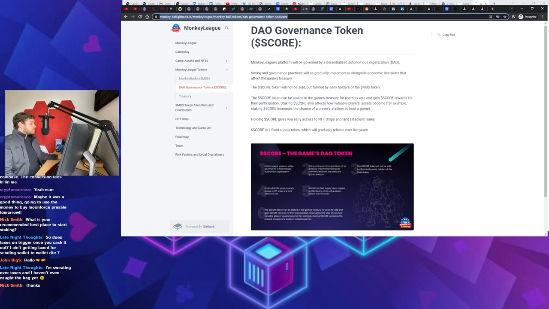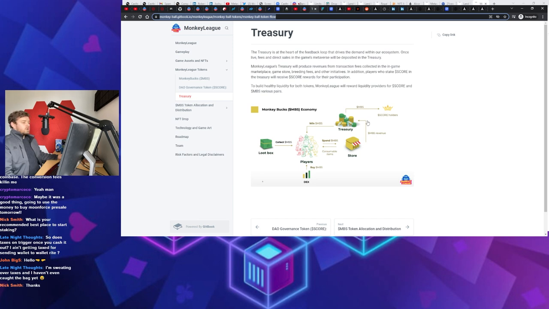Well, guess what? They're going to split revenues across all governance token holders going forward once this thing is launched. So in essence, if you play the game, you're a good community member, you're helping it improve and grow, you're going to get some Score tokens, and in return, you're going to be able to share in the revenues of the project as it blossoms. Fire. Fire.